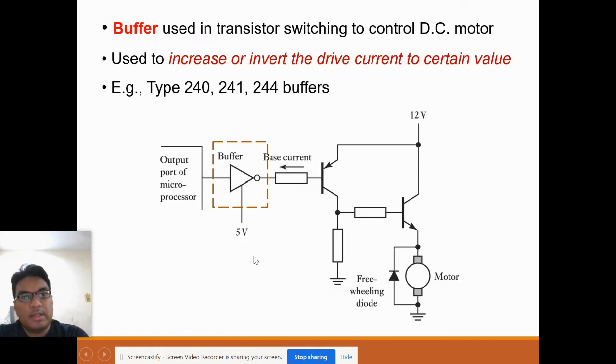There is another component that is added to the circuits, which we call a buffer. A buffer is used in transistor switching to control a DC motor. This is an example DC motor; you want to operate it, you use a buffer. So what is the function? It is used to increase or invert the drive current to a certain value. If you need to control your drive current to a certain value, or you need to invert it, you basically need a buffer. From the base current, the buffer can control the output to the microprocessor. These are types of buffer: the 240, 241, 244 buffers. Each buffer has its specific function based on this number. We can look at the function of each buffer later on.